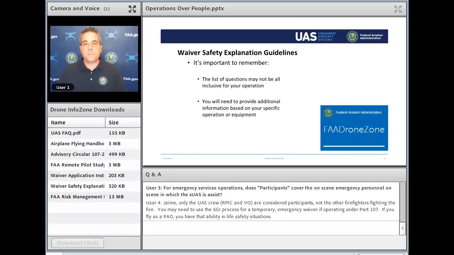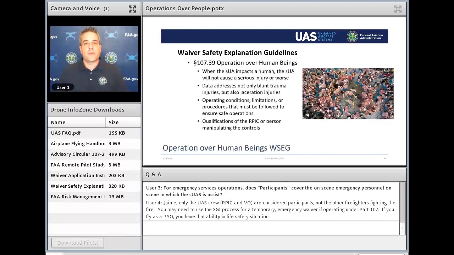Now, operating over people is a complex waiver. It's a higher risk environment, so the waiver safety explanation guidelines should be viewed as a starting point in your waiver application, not the questions that will give you answers to everything you need. Because when you're talking about your operation and your specific unmanned aircraft, you will need to provide additional information. Again, the waiver safety explanation guidelines are a good starting point, but don't stop there. Make sure you're doing a complete analysis of your proposed operation to fly over people.